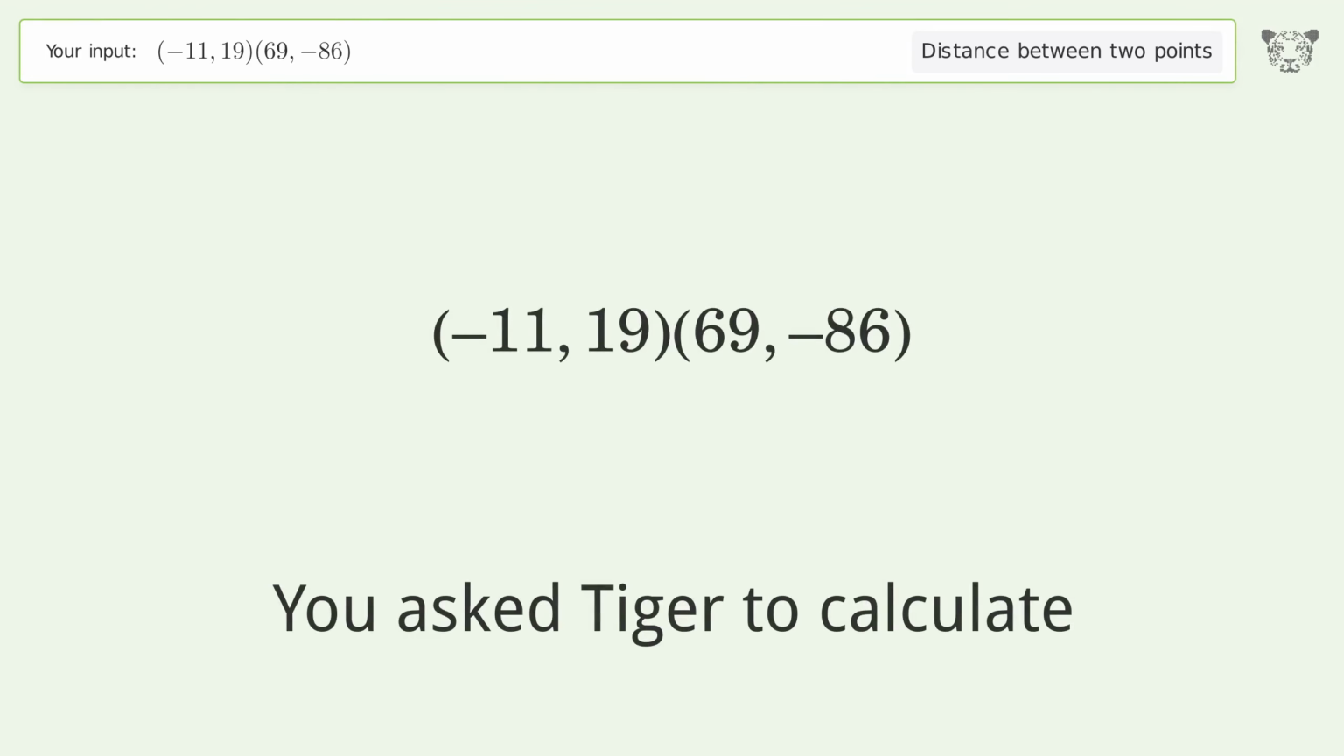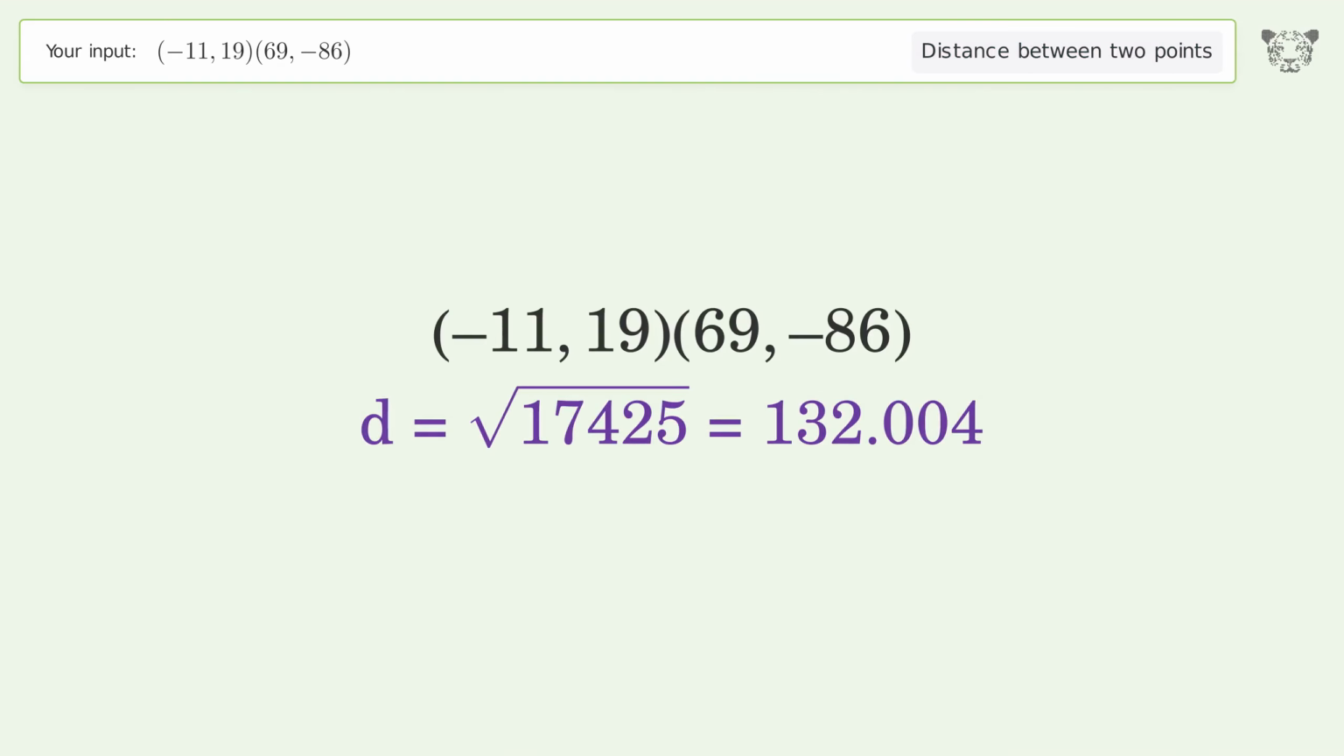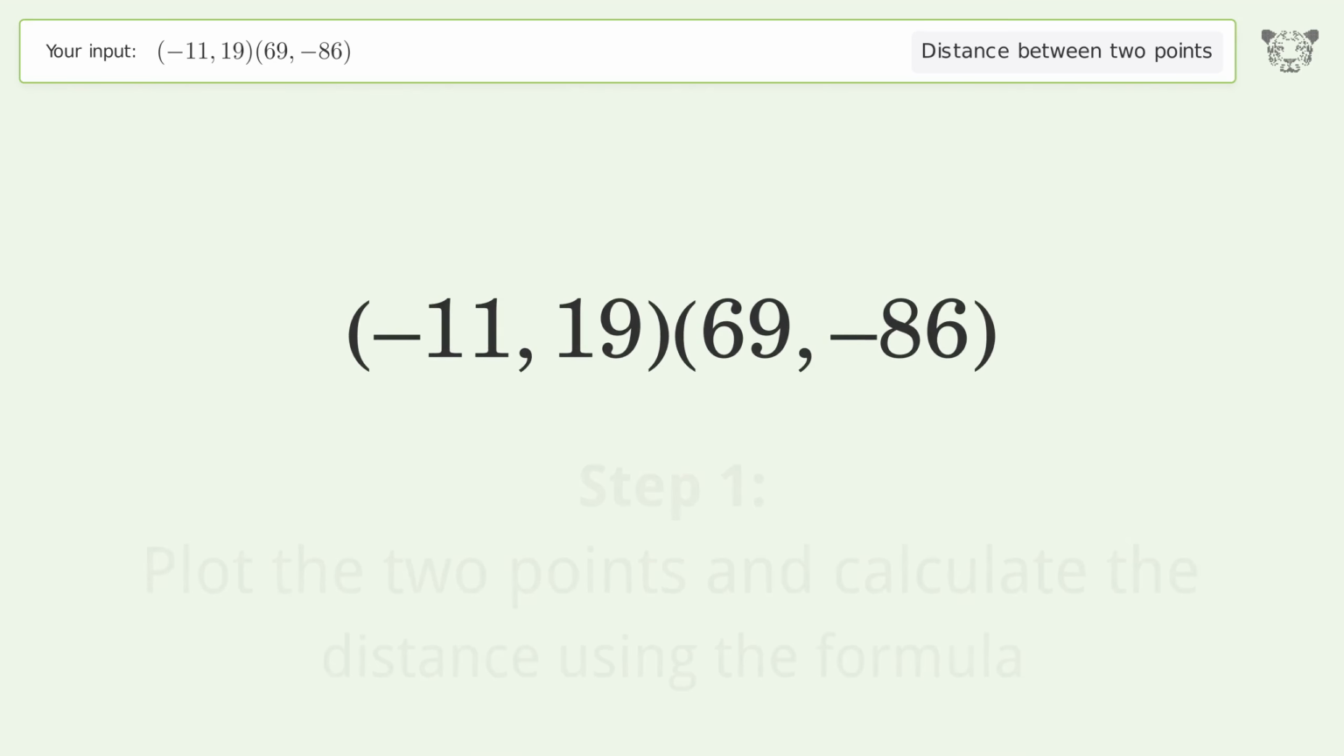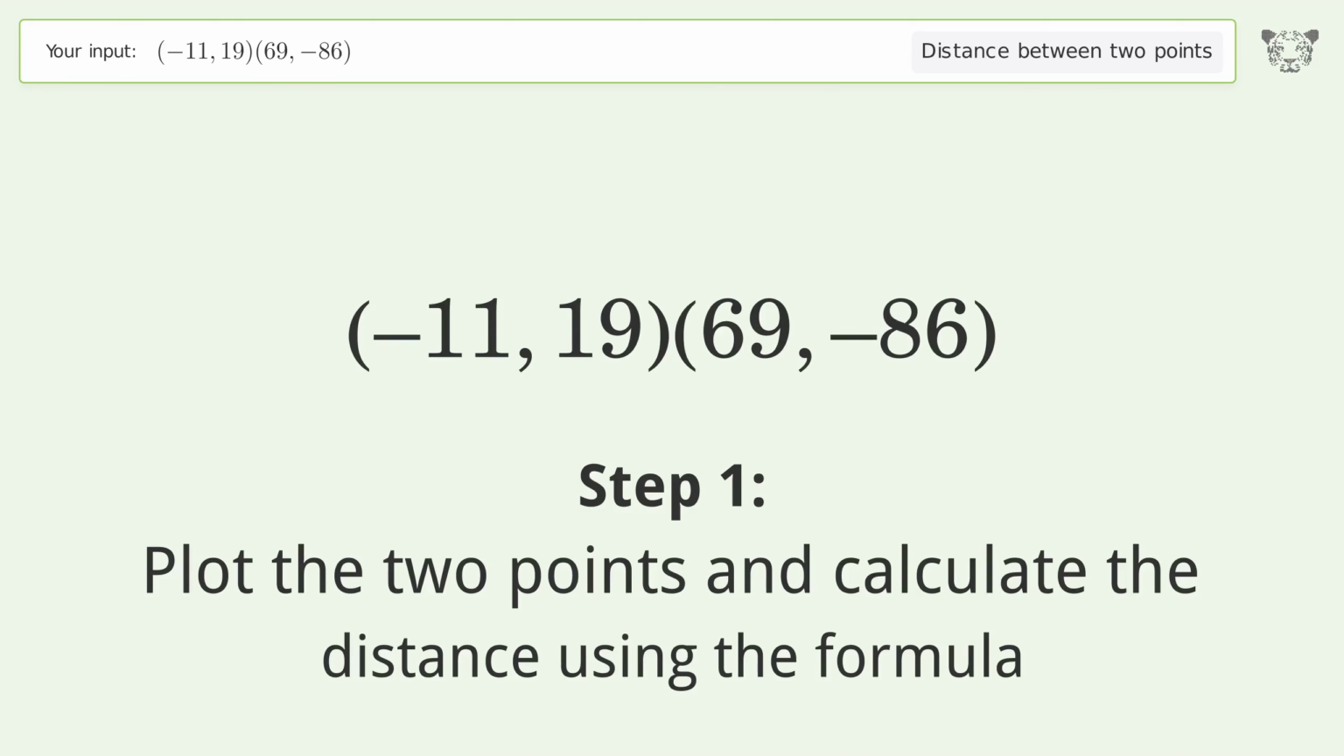You asked Tiger to calculate the distance between 2 points. The distance between the 2 points is the square root of 17,425, or 132.004. Let's solve it step by step. Plot the 2 points and calculate the distance using the formula.